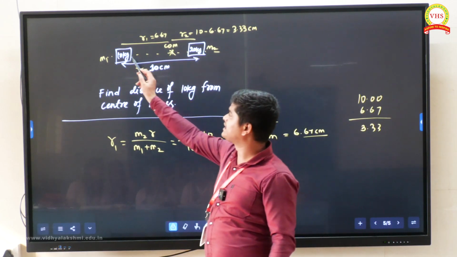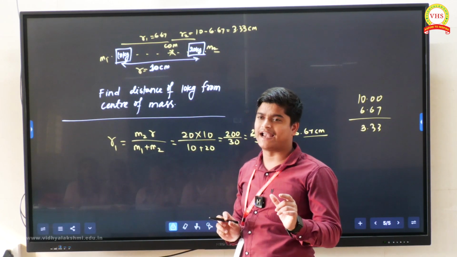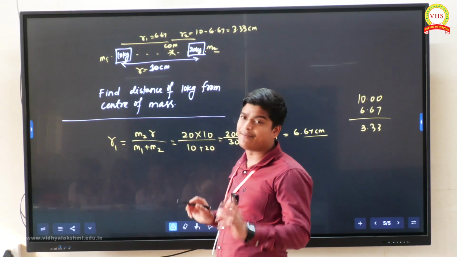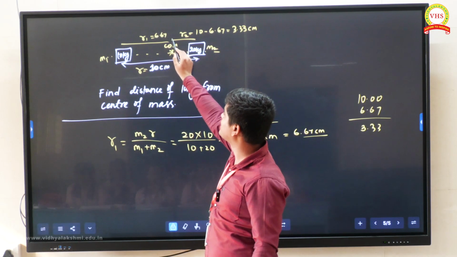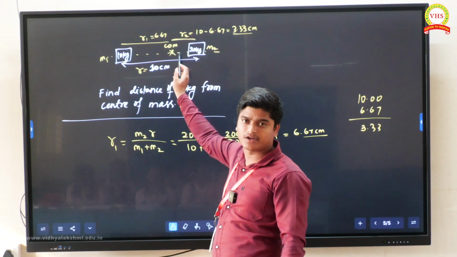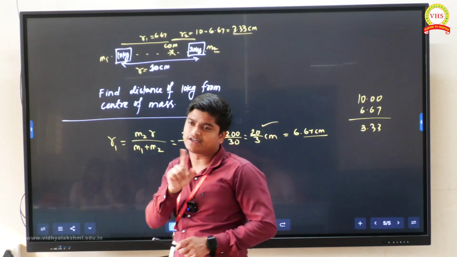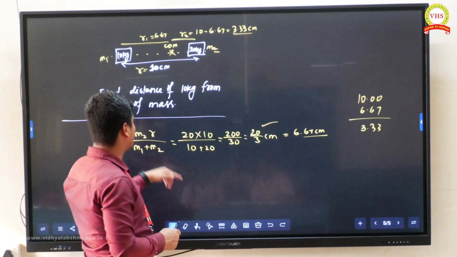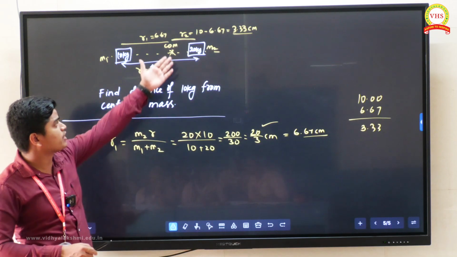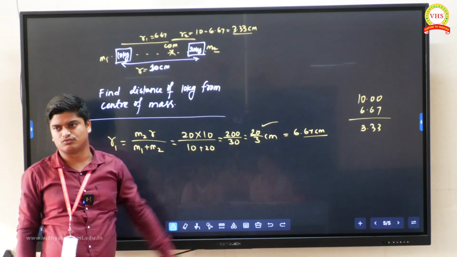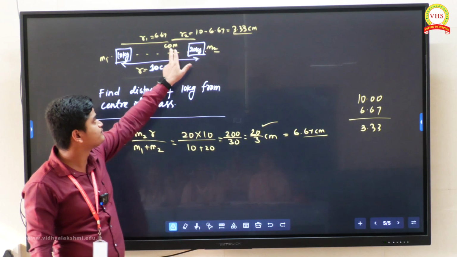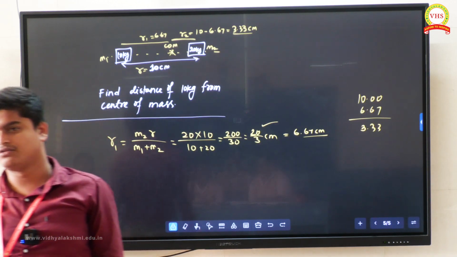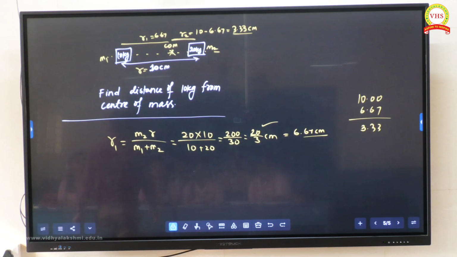So now is 3.33 greater or 6.67 greater? 6.67. That means between the 10 kg and 20 kg, which is the light object? The 10 kg. So the 10 kg is at a longer distance, but the 20 kg is the heavy mass. For the heavy mass, the center of mass is coming at 3.3, near. So I told you, center of mass will always be near the heavier mass. Yes or no? So that also you can analyze. No worries. After finding R1, you can find R2 either with the formula or by 10 minus R1. Anything you can do. I am showing you this just to understand that the center of mass is always near the heavy object. Clear? No doubt? Okay. Note it down.